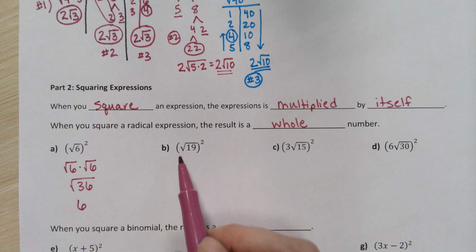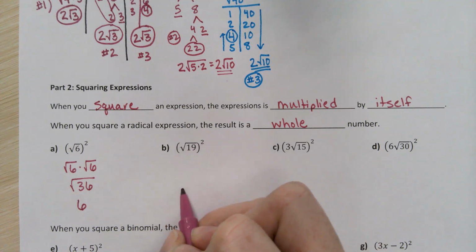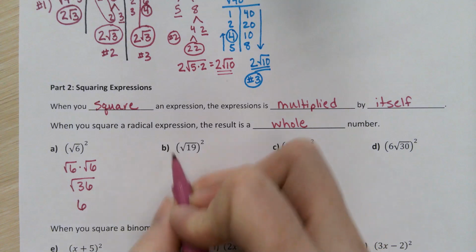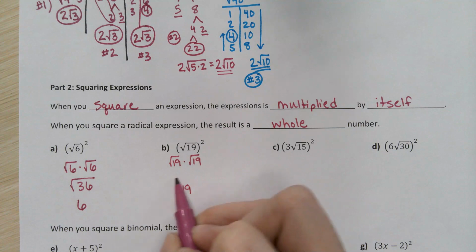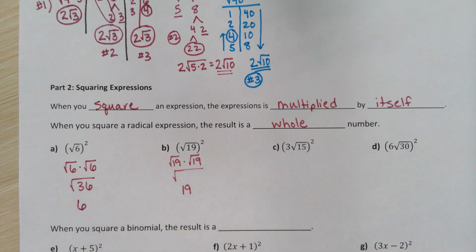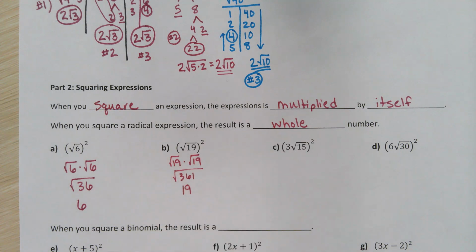Using that idea, if we both square root and square 19, we're just going to end up with 19. If we wrote out the work, it would look like root 19 times another root 19, which would give us a big number. 19 times 19 is 361, which you might not recognize as a perfect square, but if you type this into your calculator, it's going to send back that the answer is 19.